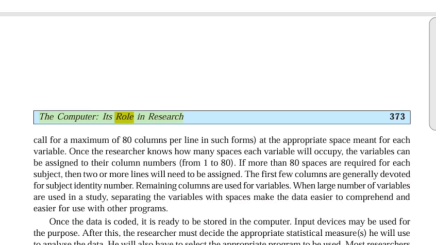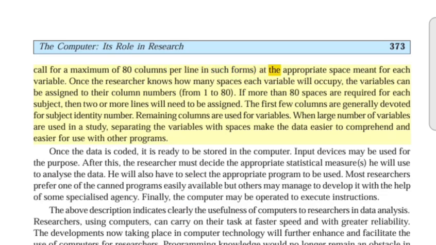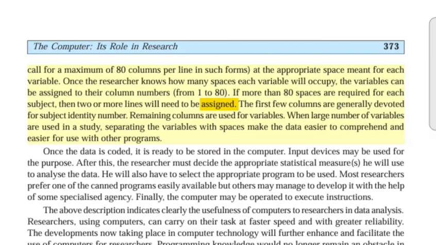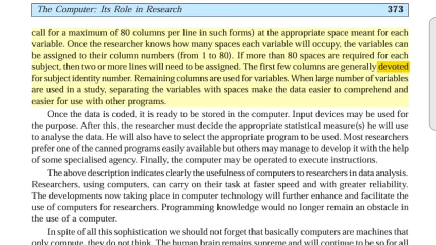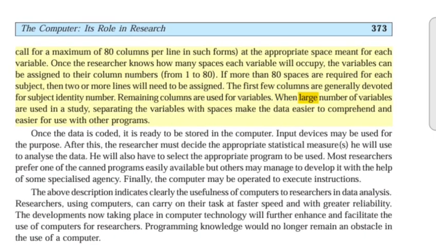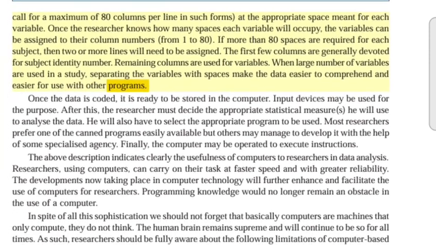The coded data are to be put in coding forms. Most systems call for a maximum of 80 columns per line in such forms, with the appropriate space meant for each variable. Once the researcher knows how many spaces each variable will occupy, the variables can be assigned to their column numbers from 1 to 80. If more than 80 spaces are required for each subject, then 2 or more lines will need to be assigned. The first few columns are generally devoted for subject identity number. Remaining columns are used for variables. When large number of variables are used in a study, separating the variables with spaces make the data easier to comprehend and easier for use with other programs.